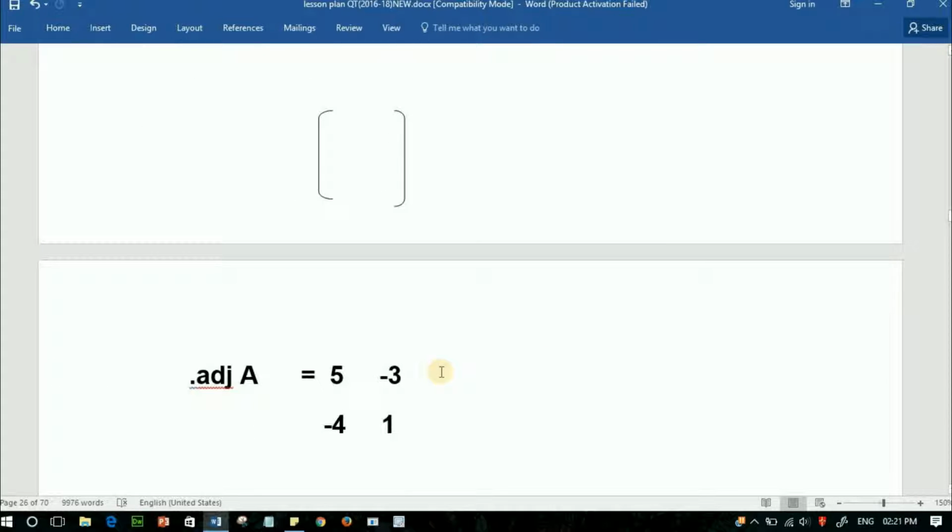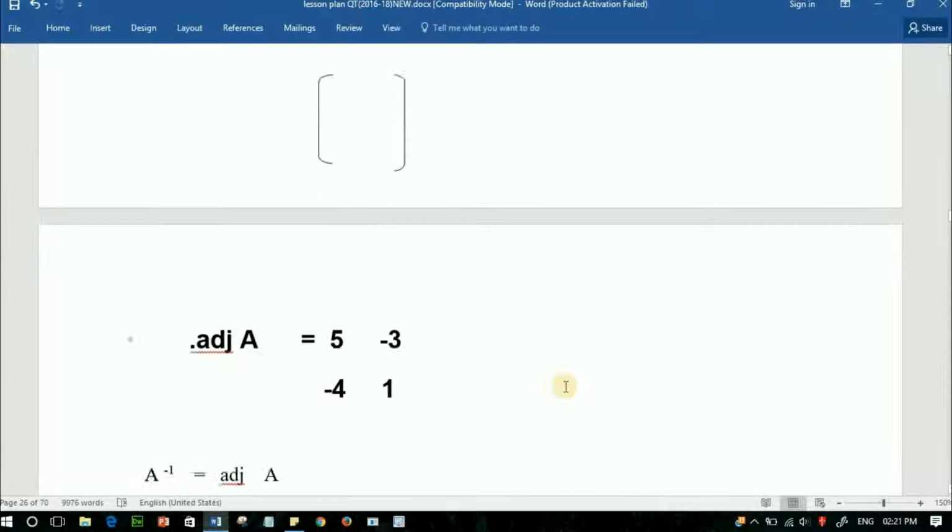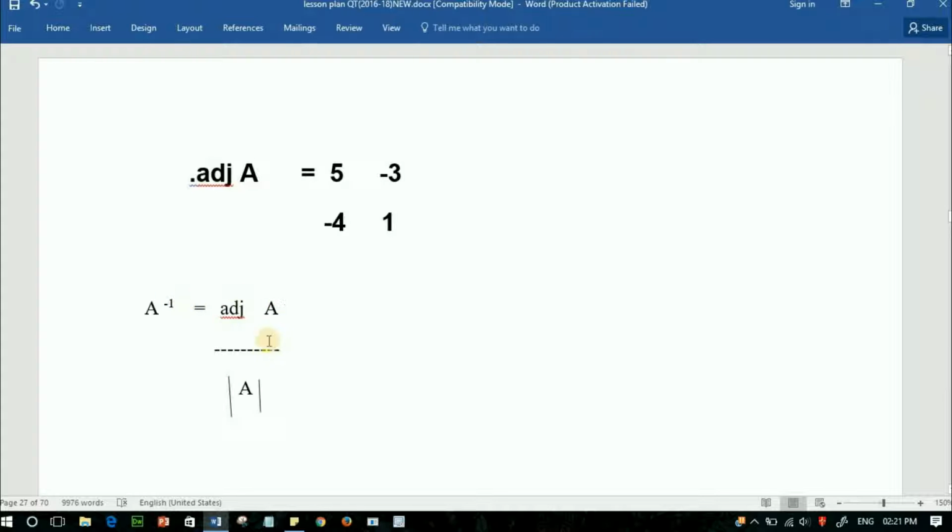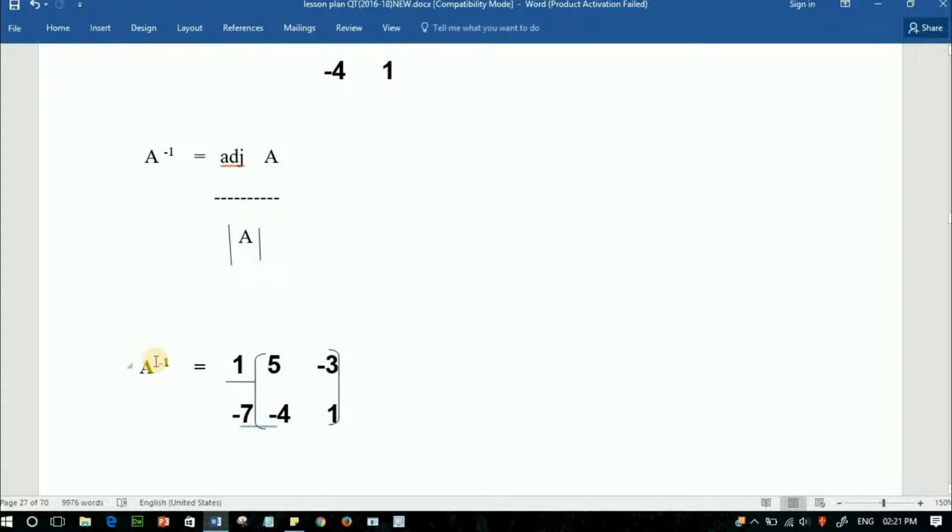Therefore, A inverse exists. Then we have to find the adjoint of A, which is the matrix 5, minus 3, minus 4, 1. Then A inverse is equal to adjoint A by determinant of A. That is, instead of dividing the whole matrix, we can write 1 by determinant of A, that is 1 by minus 7, times the matrix 5, minus 3, minus 4, 1. We have to remember adjoint and inverse are matrices.